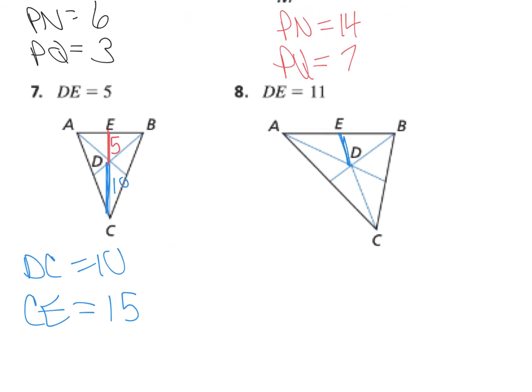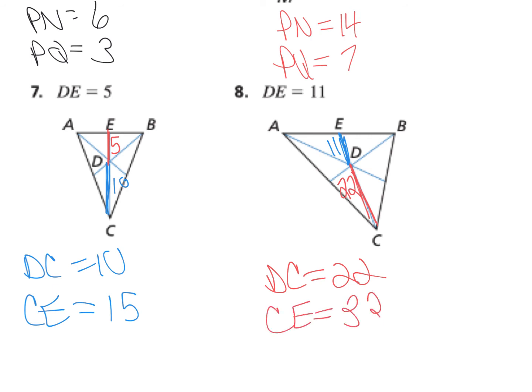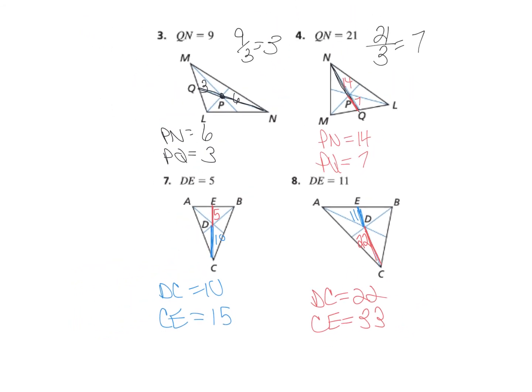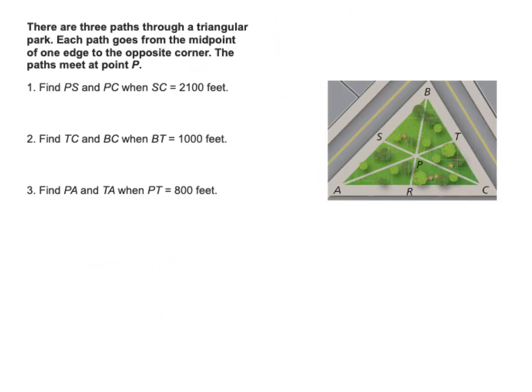Okay, number 11, same thing. It tells us DE. That is 11. That's 1/3 of the way across. If we want the other part, this part is going to be double that, which is 2/3 of it. So that's 22. So DE is 11, DC would be 22, and the whole median, CE, would be 33. See, so working with the fractions wasn't as bad as you thought it might be.